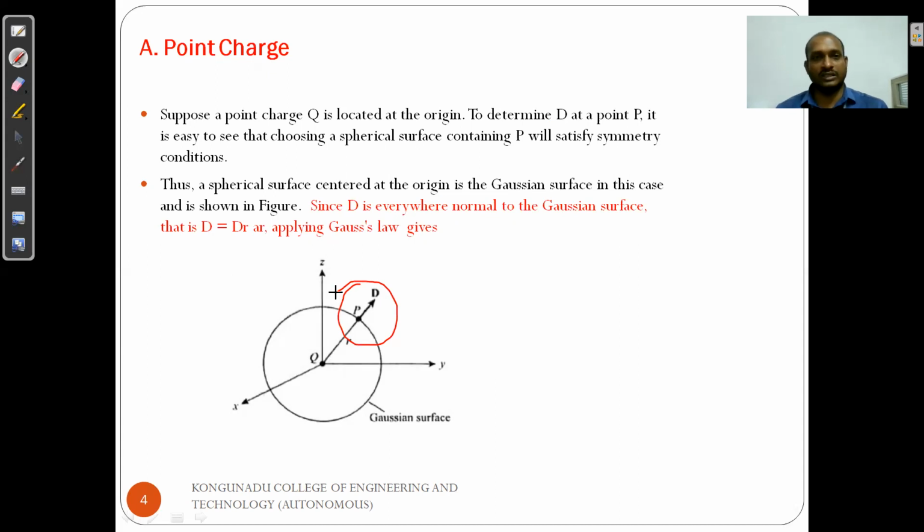Before applying Gauss law, the symmetry conditions should be satisfied. A spherical surface containing P, with the origin as its center, will satisfy the symmetry conditions. This surface is called the Gaussian surface, and Gauss law is applicable only for a Gaussian surface. D is everywhere normal to the Gaussian surface.